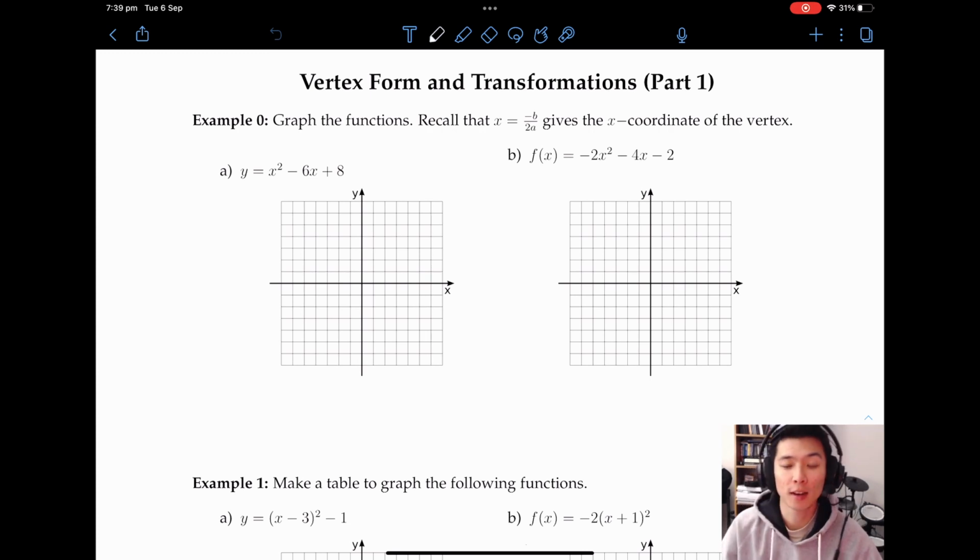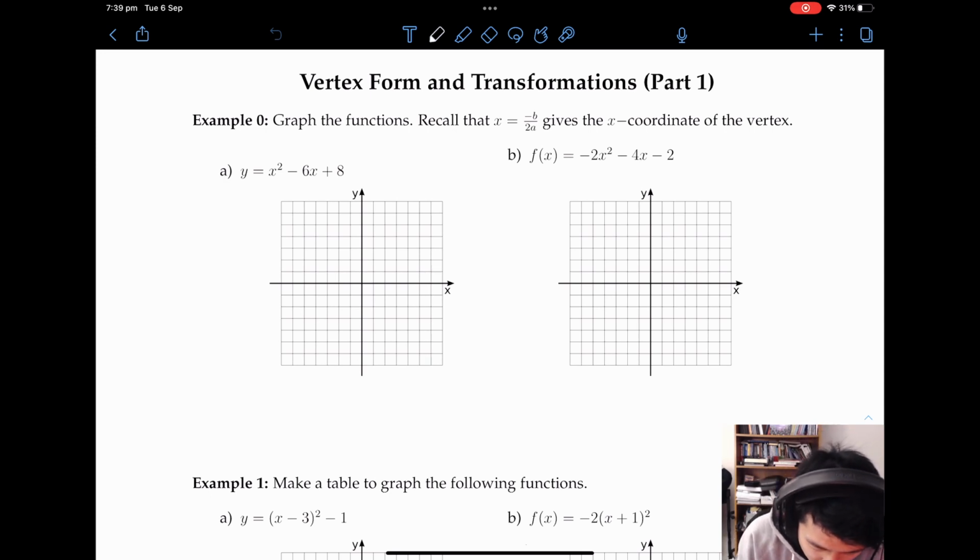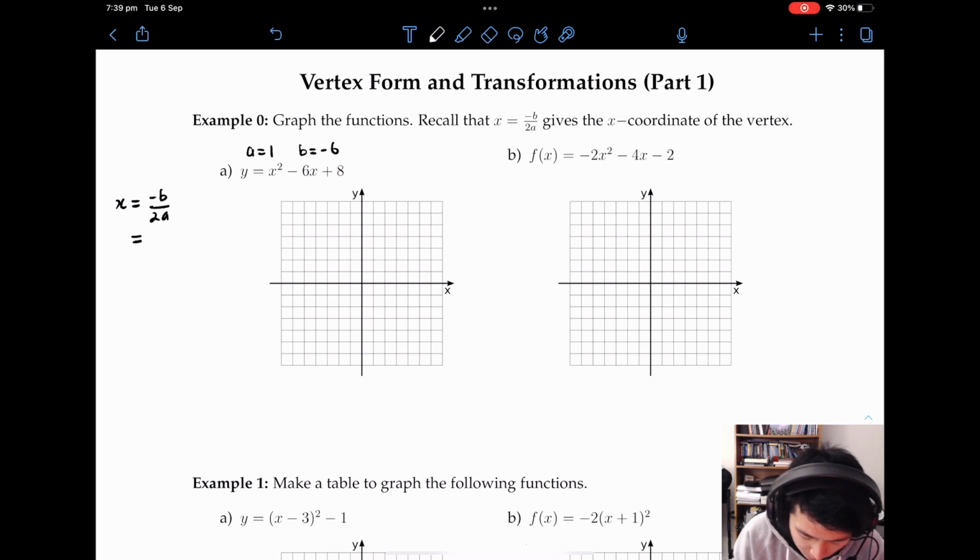Let me go through this first example with you, just so that we can remember what we did last lesson. Let's begin with finding the axis of symmetry. To do that, we use the formula x equals negative b over 2a. In this case, b is negative 6, and a is simply 1. When we substitute those in, we get negative of negative 6 over 2 times 1 on the bottom, so we get 6 over 2, which gives us 3.